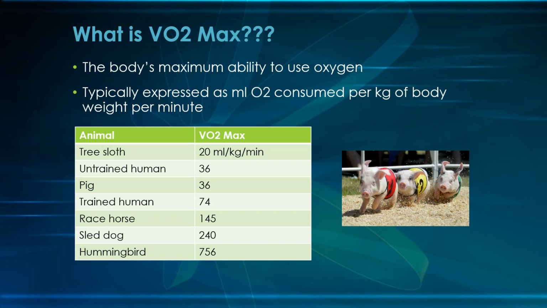VO2 max, just to touch on this a little bit, is your body's maximum ability to use oxygen. I'll create a whole video just talking about VO2 max, the different mechanics of it. But for right now, just know that VO2 max is your body's maximum ability to use oxygen, which is usually expressed in terms of milliliters of oxygen consumed per kilogram of body weight per minute. An untrained human is about 36, which is the same as a pig, but with proper scientific based training, you can basically double a person's VO2 max.